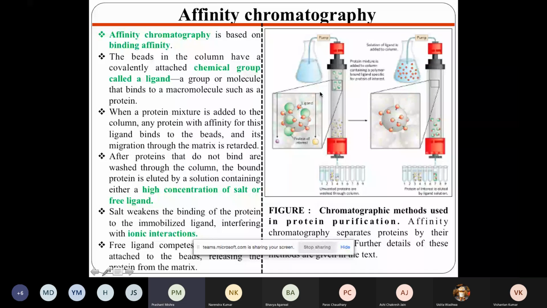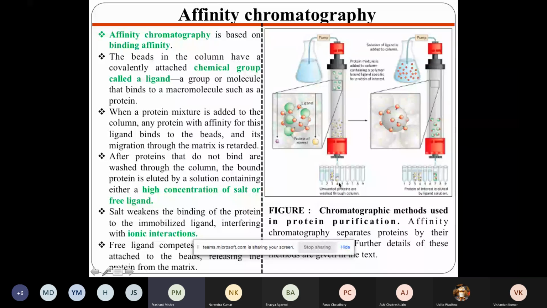Now in this case, what will happen if I take a protein mixture which is added in the column? The one which has affinity for the ligand will bind, and the rest of the proteins will come out of the column. So you keep on pumping buffer solution, and the one which has a specific affinity with the ligand will bind with the column matrix. Other proteins will come out of the column first.